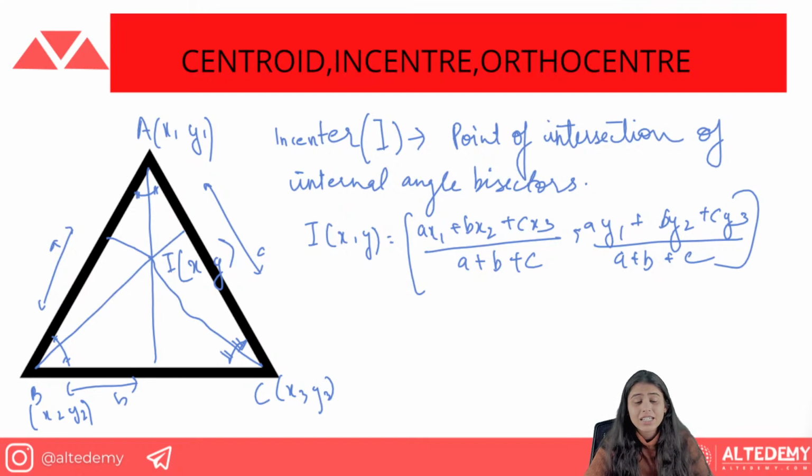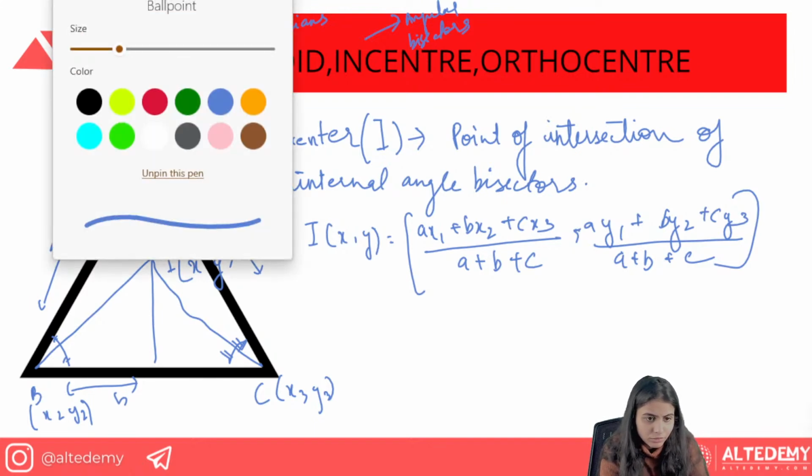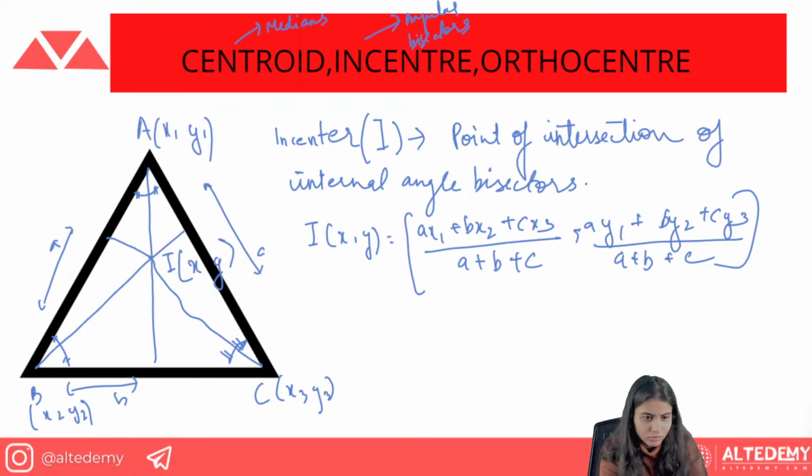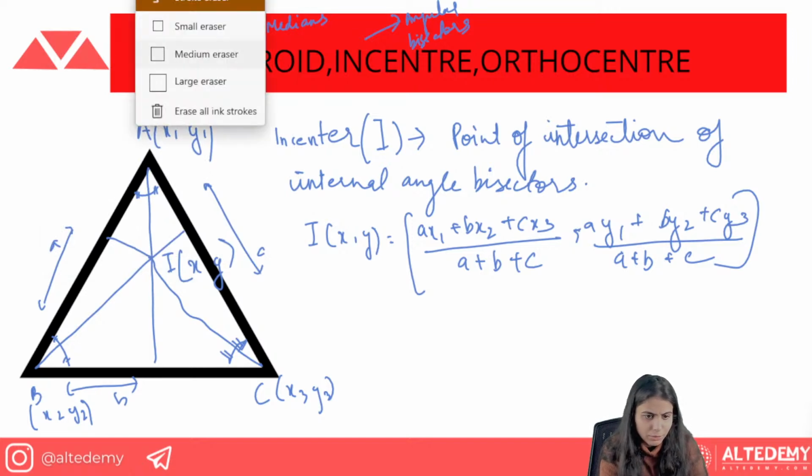And what is the incenter? The incenter is the intersection of angular bisectors. And what about the centroid? The centroid was for the medians. Just write it here: centroid is the medians intersection, incenter is for angular bisectors. Now what else do we have to study? We have the orthocenter here. Let me just erase first.